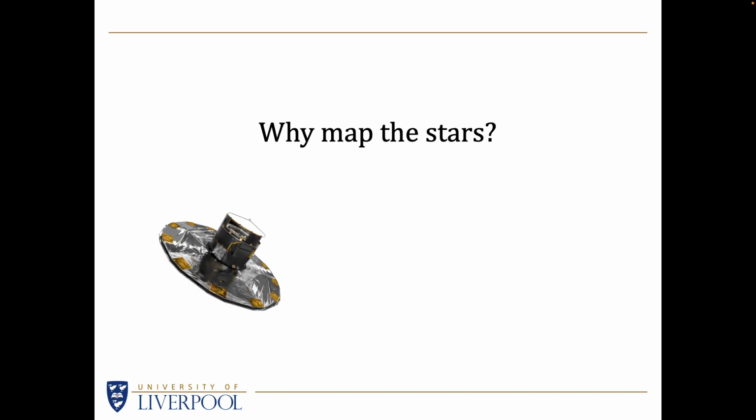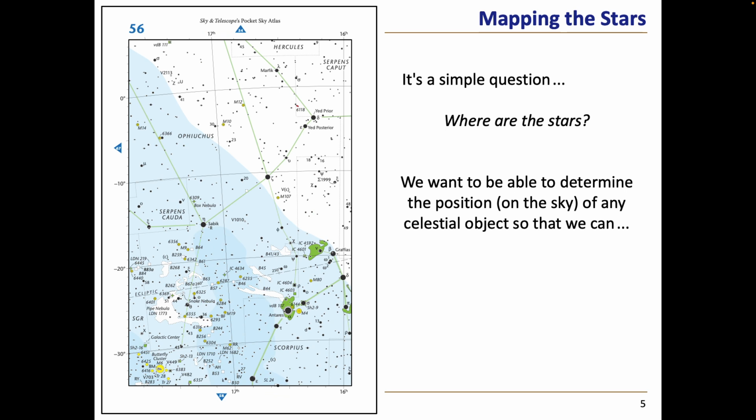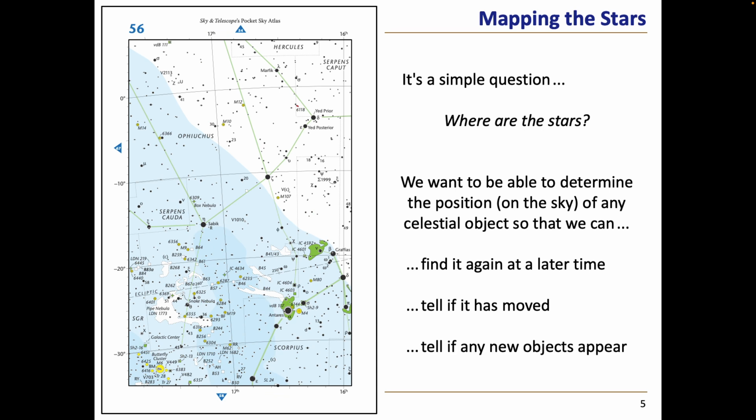So let's start with the obvious. Why bother mapping the stars? You could say it's a simple enough question, and the most trivial answer to why we map the stars is so that we can look at the sky and then we can find if objects are up there. We can find them again if they're plotted in a star atlas. We can tell if things have moved. We can tell if things have changed, if any new objects appear. But that's a very trivial reason for wanting to map the sky out.